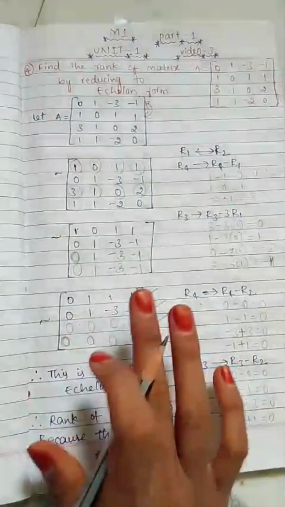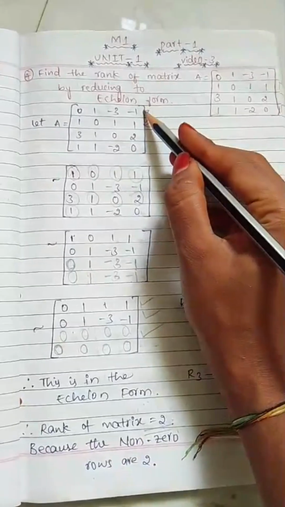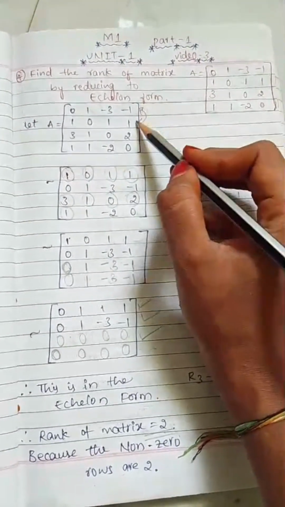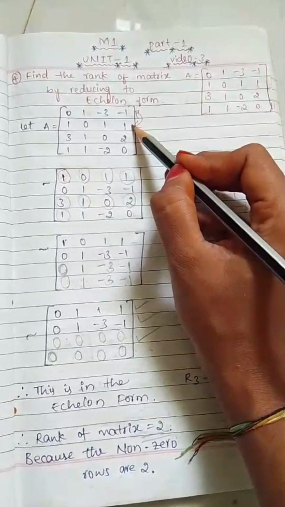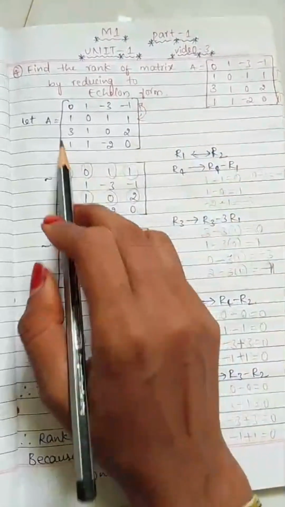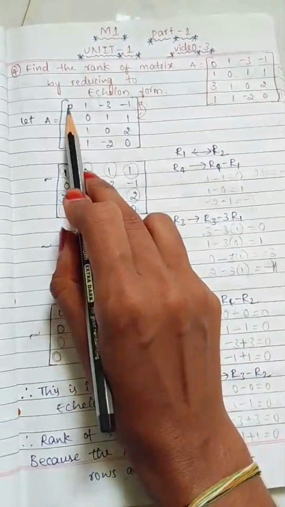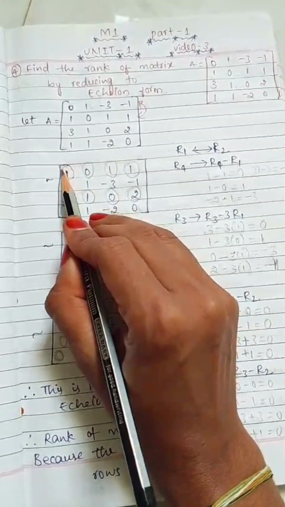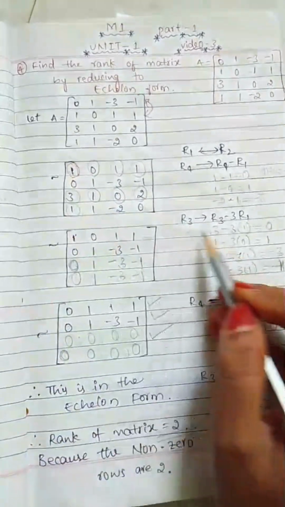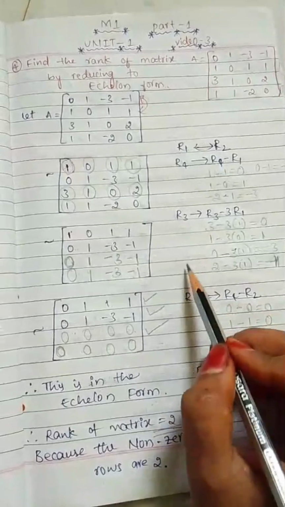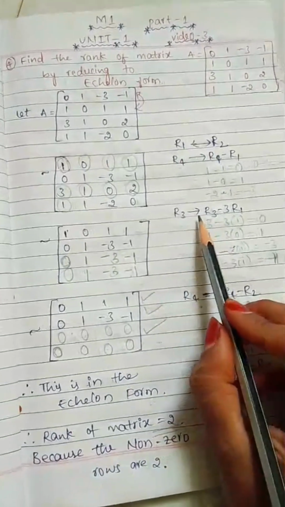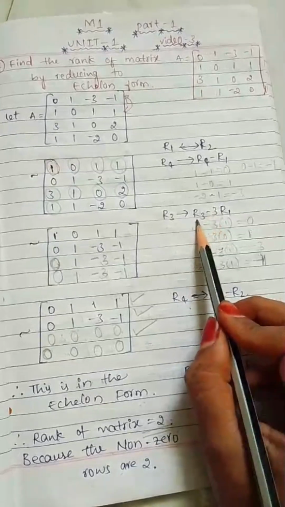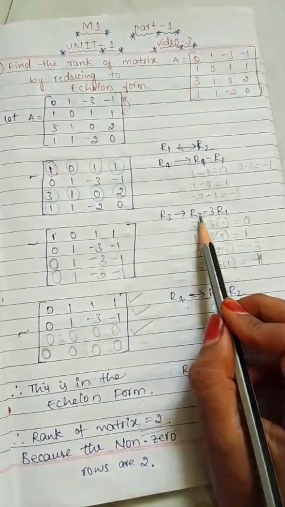Got it? The first step is you have to change R1 and R2. You have to swap these two. R1 becomes R2, R2 becomes R1, because I want this one to be here. That is the reason. Always this one should be here. Then I have to change R3 and R4. Here I have told you one simple method.